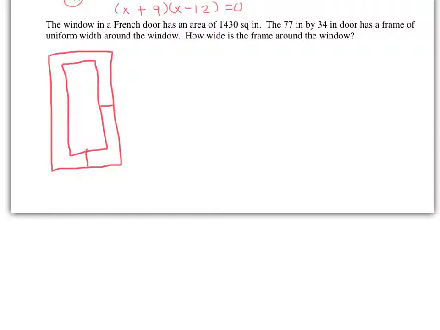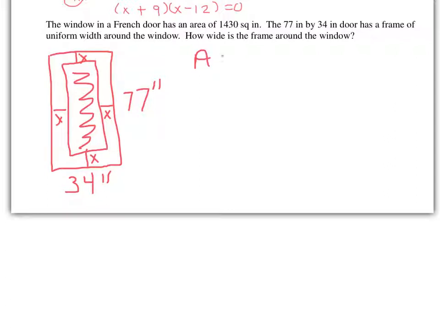So this frame is a uniform width, let's call it x, all the way around. It is 77 inches on this side. It is 34 inches on this side. I like to draw pictures to help me understand what's going on. The window has an area of 1,430 square inches. So the window is in the middle here.